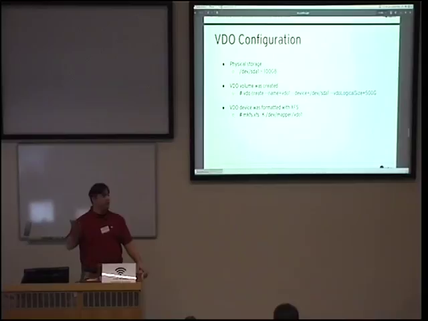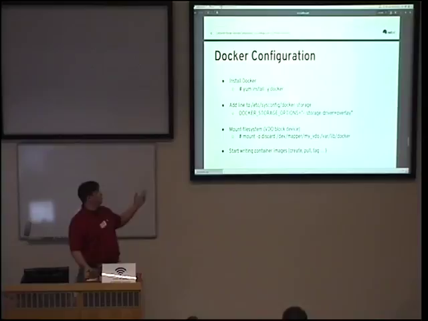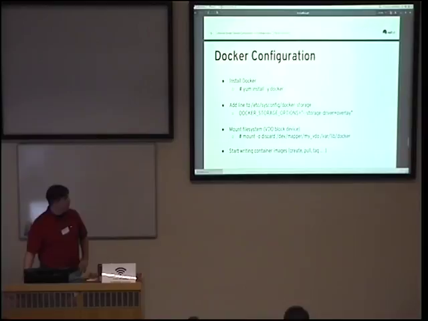You would then grow your XFS volume, or if it's in LVM, you extend that volume size and then grow your file system. Here we format the block device, which is the VDO block device. We install Docker, we set the Docker configuration to use overlay FS. Then we mount the file system that we just created. The file system name's wrong. Then you start using the volume: pull down, create, pull, tag your images.